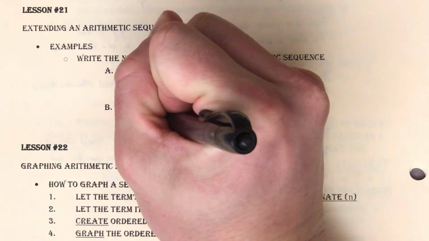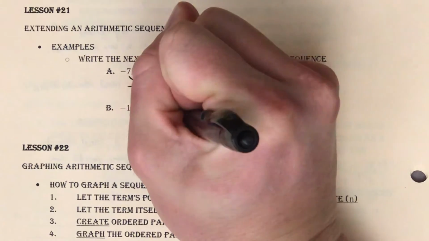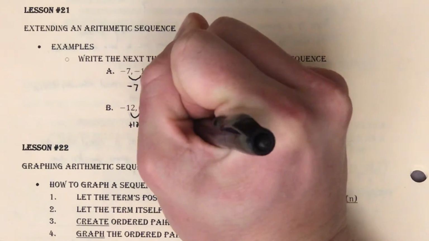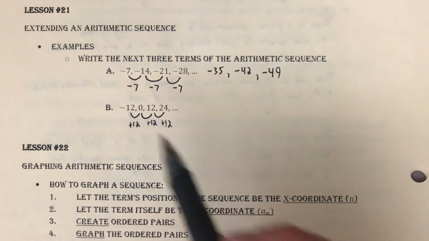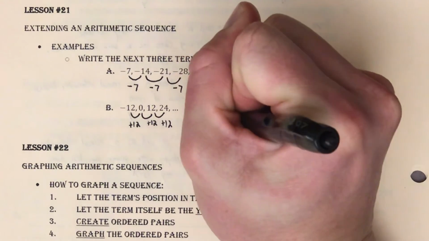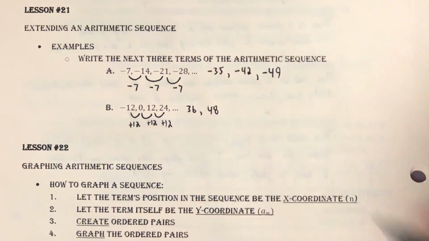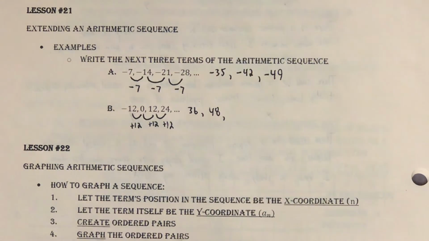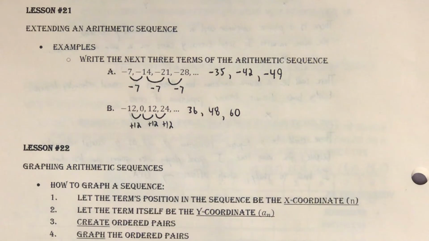From the second term to the third term, they went from 0 to 12. The only way that could happen is if they added 12 again. And from the third term to the fourth term, to get from 12 to 24, they added 12 again. So that's what's happening. Now I need to get my next 3 terms. If I add 12 to 24 to get my fifth term, I get 36. To get my sixth term, 12 plus 36 is 48. And to get my last term, I add 12 to 48 and I get 60. So my next 3 terms in this sequence are 36, 48, 60.